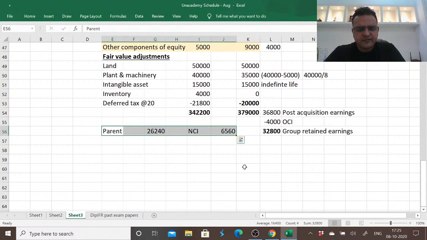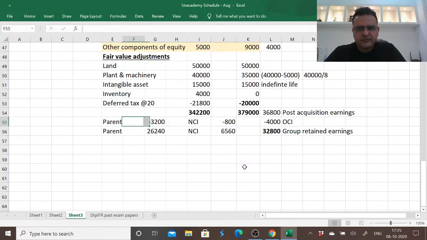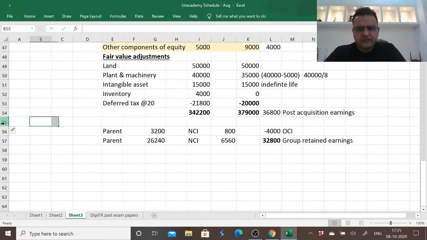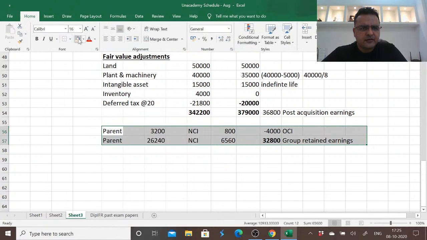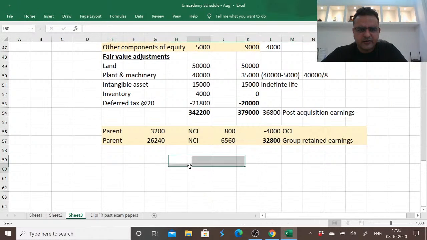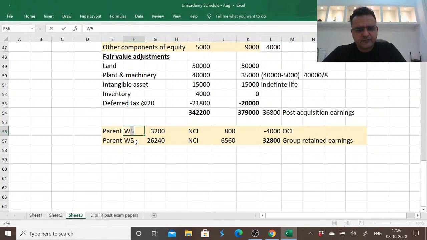The parent and NCI have a share in it of 3,200 and 800. So this is how the post acquisition earnings will be divided between what will go to retained earnings and what will go to other components of equity. So parent share is presented in working note number 5. NCI share will be presented in working note number 4.